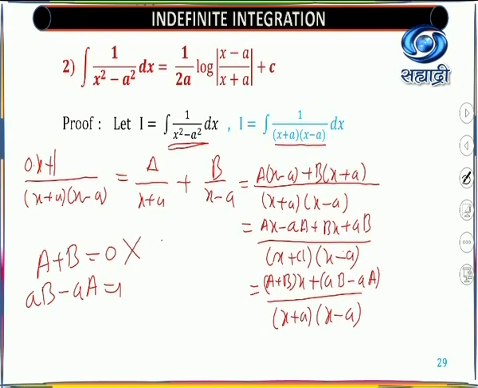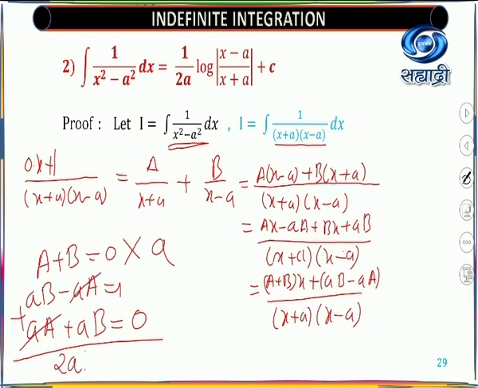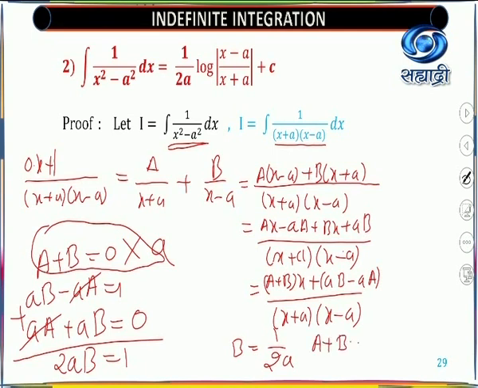Now multiply the first equation by a, so you get aA plus aB equal to 0. Add these two equations. By adding, plus aA and minus aA cancel, and you get 2aB equal to 1. So what is the value of B? B equals 1 upon 2a. Now from the expression A plus B equal to 0, you know that A equals minus B.